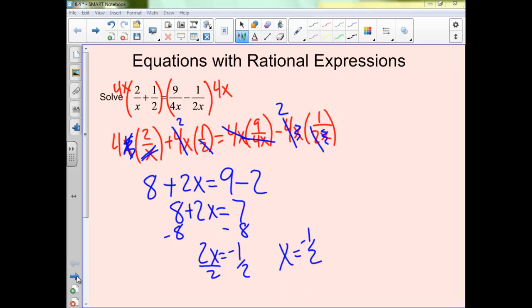And now let's look back up at the beginning. If we look in our denominators, we have to figure out, is there any value that would make any of those 0? Well, if x was 0, we would have 0 in the denominator, which means our x can't be 0, because then we'd be dividing by 0, and we can't do that.